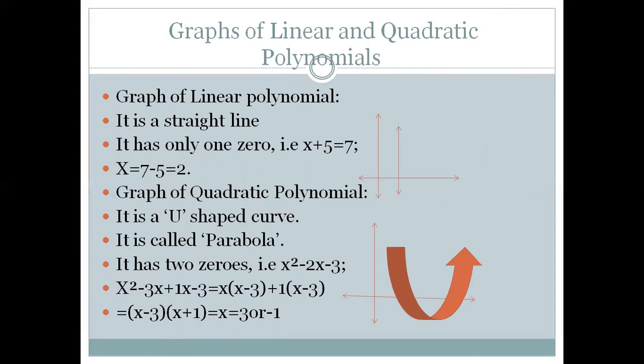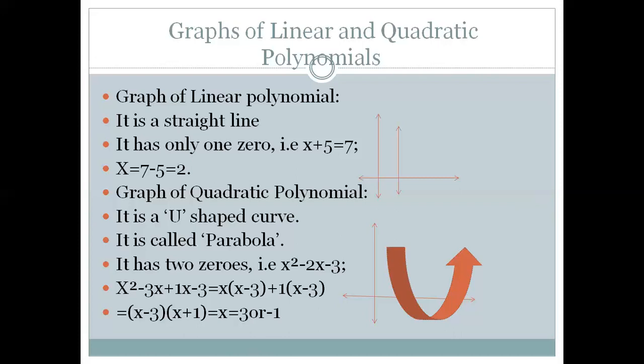So you split the middle term as x square minus 3x plus 1x minus 3. So in the first two terms common is x, that is x into x minus 3, and in the next two terms the common is nothing, so that's why you should take it as 1, so plus 1 into x minus 3. Now in both of these two terms x minus 3 is common, so if you take x minus 3 common, x minus 3 into x plus 1. So x is equal to 3 or x is equal to minus 1. So we got two zeros of this quadratic polynomial. So every quadratic polynomial will have two zeros.